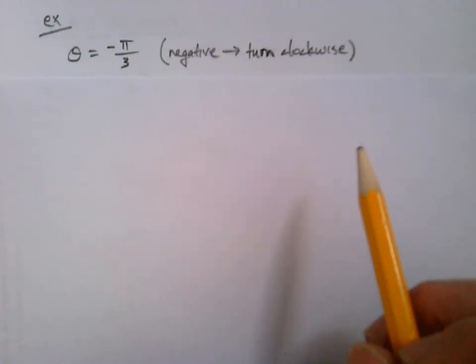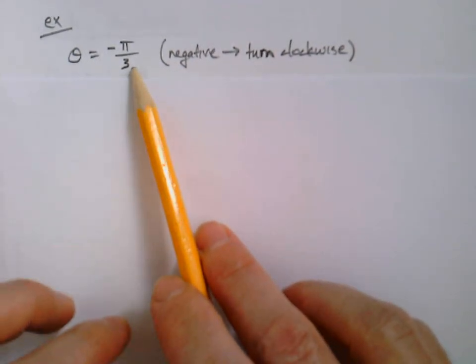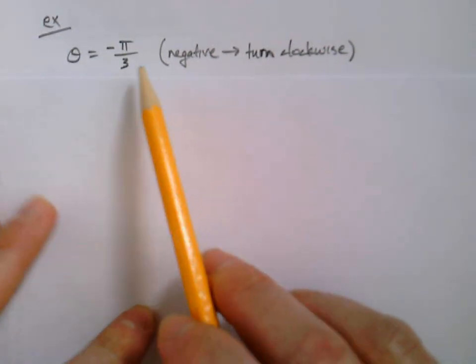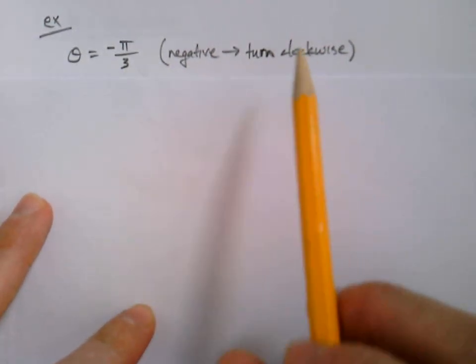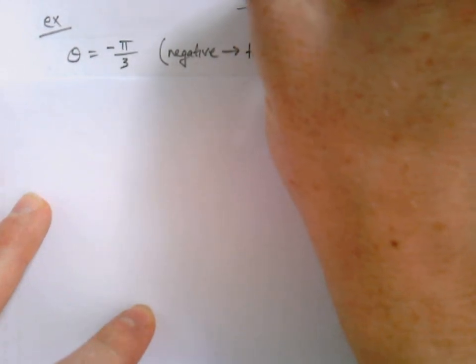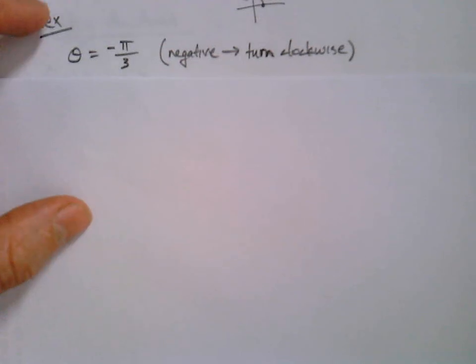So it turns out a negative angle means we rotate the opposite direction. If it's positive, we're always rotating in this direction, counterclockwise. Oh, sorry.